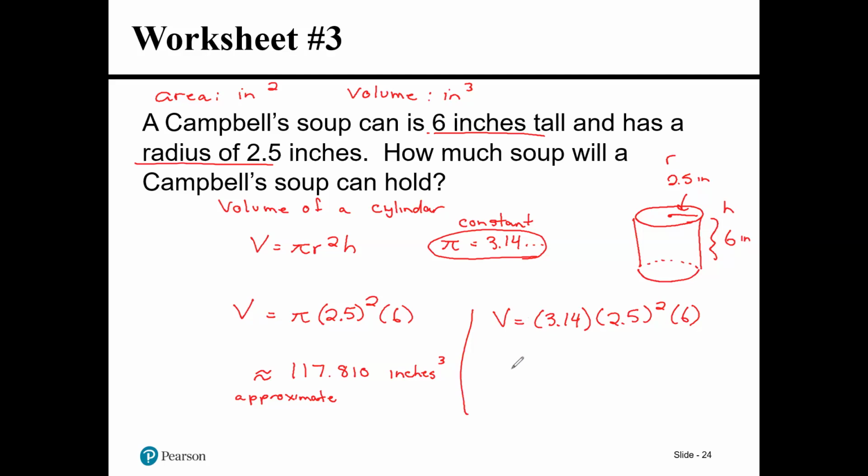Here, we're not going to get an approximation because we're using 3.14 for pi. 3.14 times 2.5 squared, times 6. So we'll get close, but not exactly the same: 117.75. And once again, it's inches cubed, or you might see cubic inches.